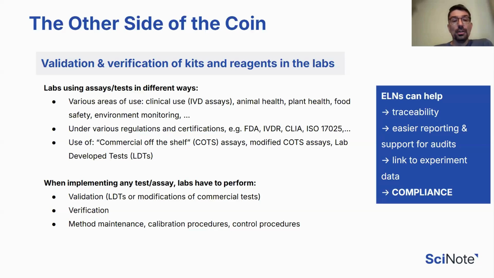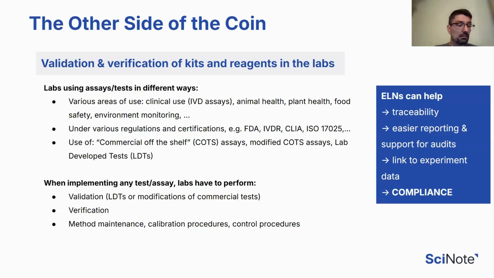And labs can consume or use the kits or reagents as they were manufactured, so commercial off the shelf, or they can also modify this test, so switch a reagent or adapt the reagent to their specific needs, or they can also develop their own tests, so lab-developed tests, so LDTs. And whichever aspect the lab is using the tests or assays, they still have to perform some things, right? So this either has to be a full-blown validation. So these are the steps that Arun was covering quite in detail, and that's for the cases where labs are developing their own assays or where they are modifying the commercial tests, right?